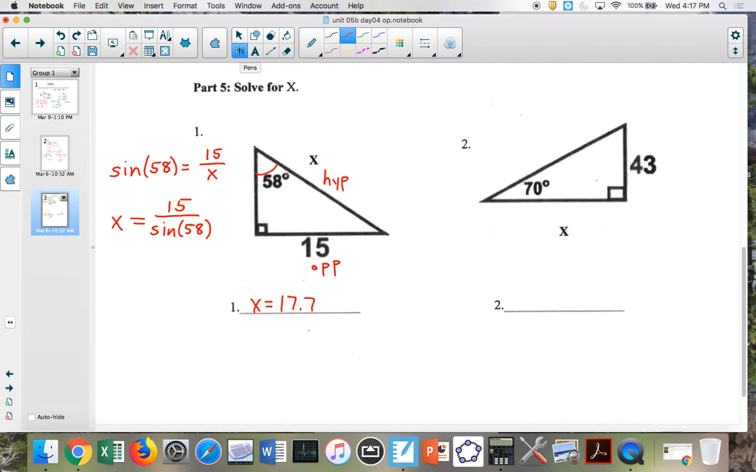Similar idea for number 2. Hopefully this has helped with your homework and you've checked and taken the time to go through and listen to my explanations on these if you weren't sure. And now you should be ready to solve some triangles on your own.